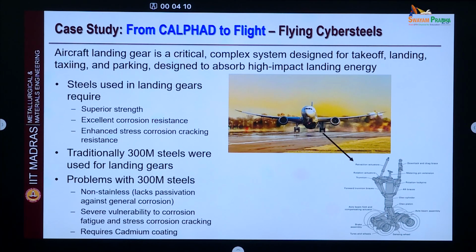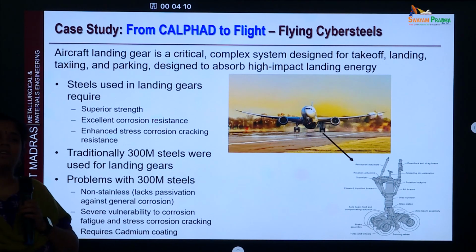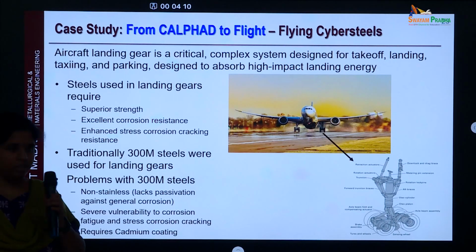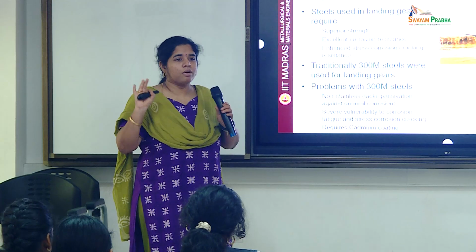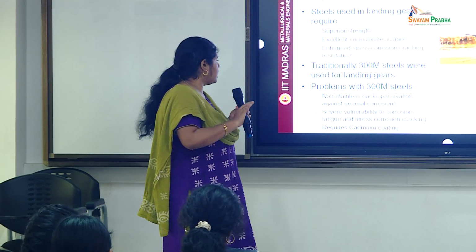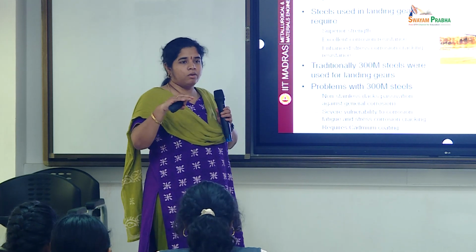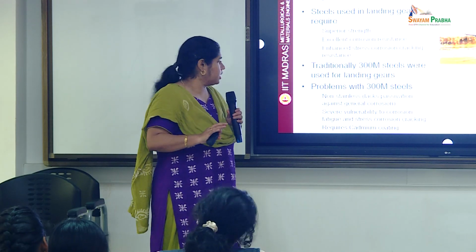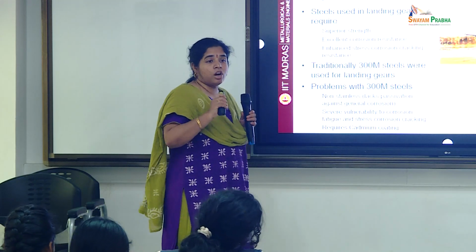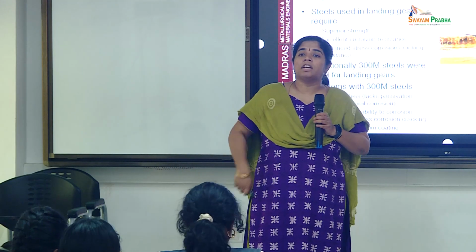But what are the problems? You know stainless steels, right? Why are stainless steels called stainless steels? No rusting, right? But unfortunately this 300M was non-stainless, which means it is prone to rusting. So general corrosion cannot be avoided in that case, and it is vulnerable to stress corrosion cracking. And because it is non-stainless, they started using cadmium coatings.